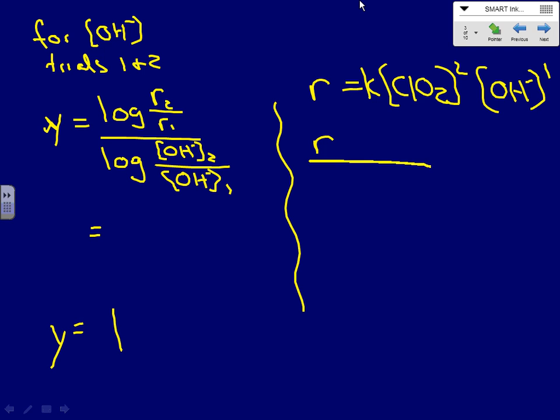So again, rate divided by the concentration of ClO2 squared over the concentration of OH to the exponent 1 is going to be equal to K. And without me flipping back slides, I'm sure someone could tell me what that K is. And I don't know how many significant digits we're working with here, 2 or 3? And again, like I said, K can have all kinds of different units. We're not going to worry about that in this course.